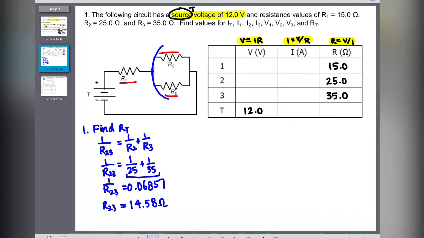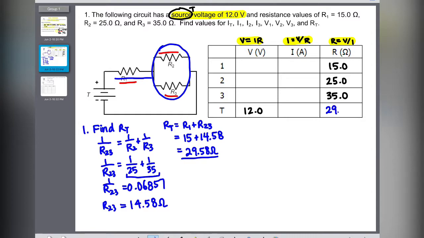That's only between 2 and 3, right? I now need to add it in series with R1. So RT is R1 plus R23, because they're now connected in series. R1 is 15, plus 14.58, so 29.58 is RT. We fill things in the chart as we go, so when I find one, I put it in the chart at the right place. Can you keep 2 decimal places, please? I'm going to write it here: for all these circuit questions, I need you to keep 2 decimal places.